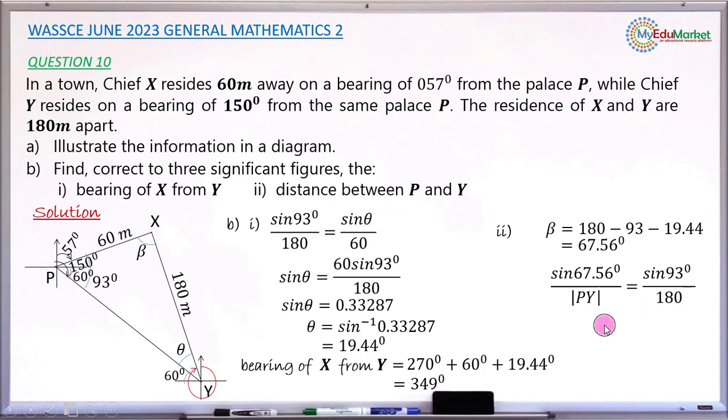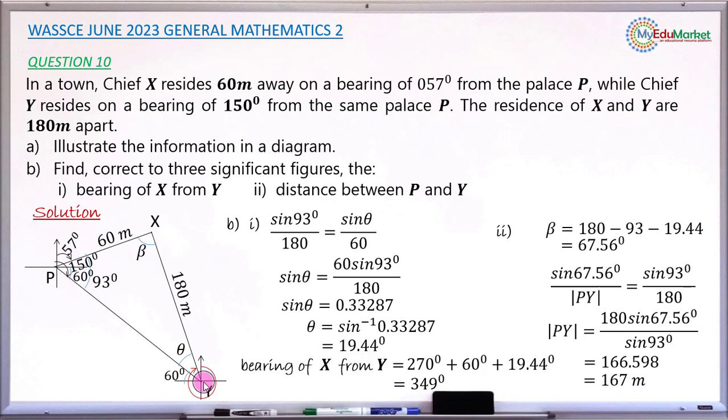So cross multiplying and making PY the subject, distance PY would now have 180 multiplied by sine 67.56 degrees, everything divided by sine 93. You find sine 67.56, find sine 93, multiply by 180 and divide the result by sine 93 degrees. If that is done correctly, you now have 166.598. And when this is rounded to three significant figures, you now have 167 meters. This will now be the distance from the palace to the residence of Chief Y. And this answered all of the questions.